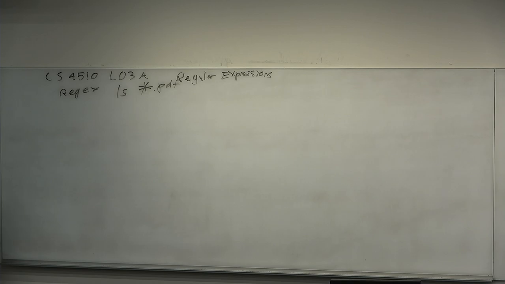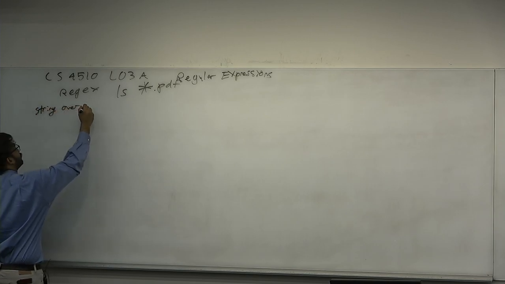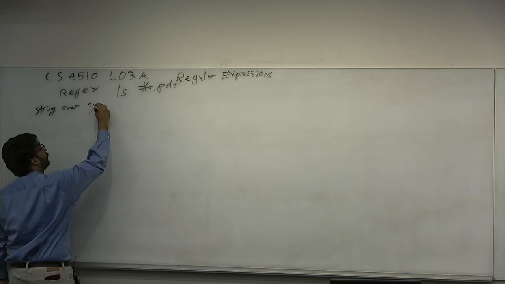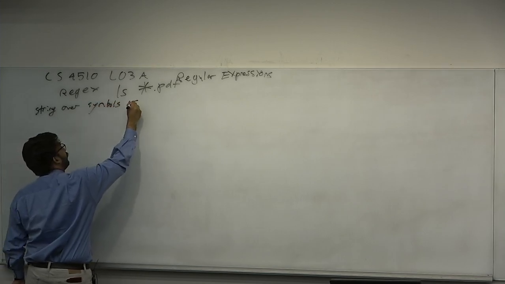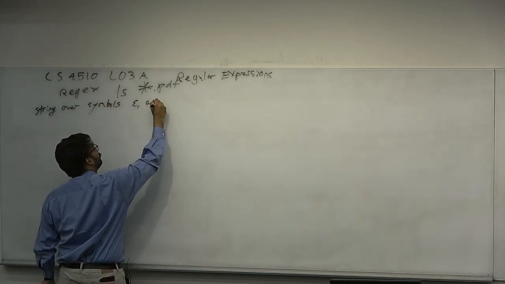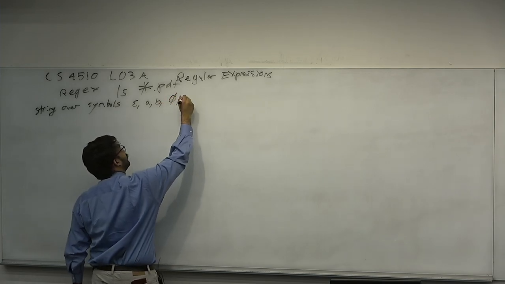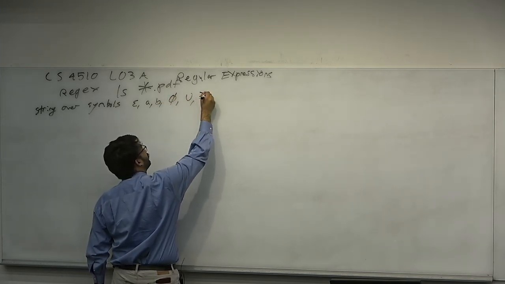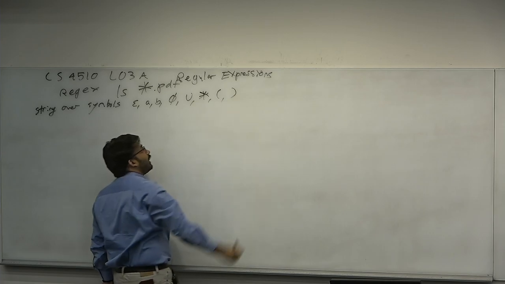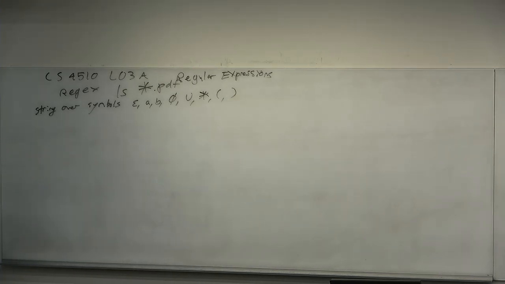The regular in regular expressions corresponds to the regular languages. A regular expression is a string over the symbols epsilon, a, b, empty set, union, and star, and the open and close parentheses. And a regular expression is something that corresponds to a regular language.